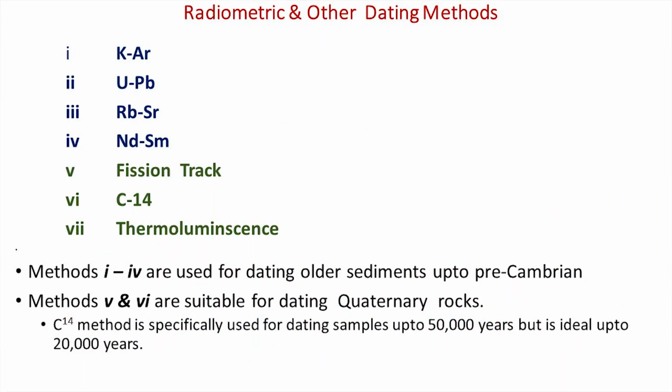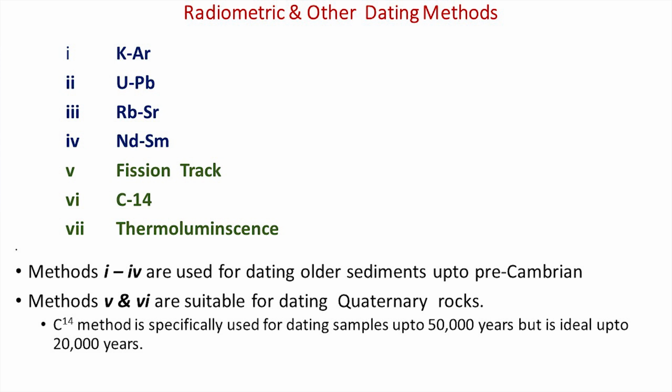In addition to the above methods, various geological structures, presence of unconformities, and degree of metamorphism are also considered as physical evidence of correlation. We have already studied about the various radiometric dating techniques like potassium argon method, uranium lead method, rubidium strontium method, neodymium samarium method.